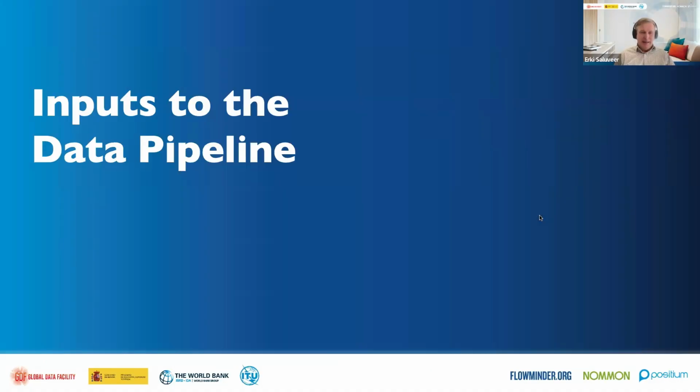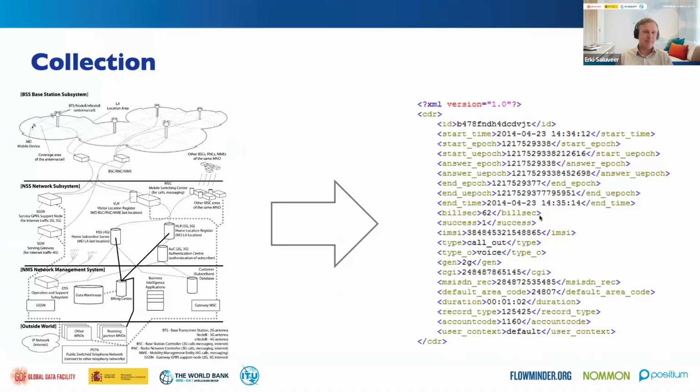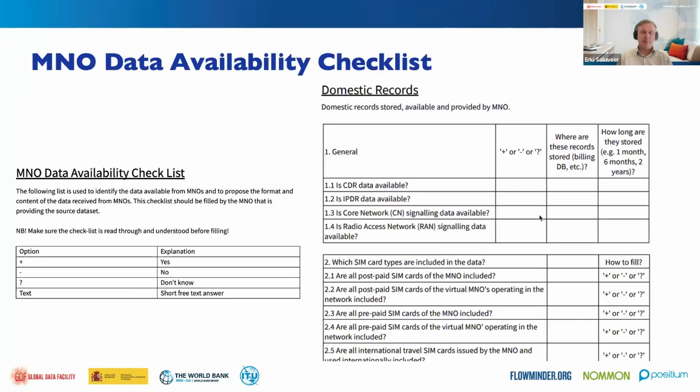So in this session, we will cover data inputs, understanding the data characteristics that go into the processing pipeline. As said, it is important to understand from which part of the mobile network operator you get the data, and it is important to agree in which format it's possible to get this data.